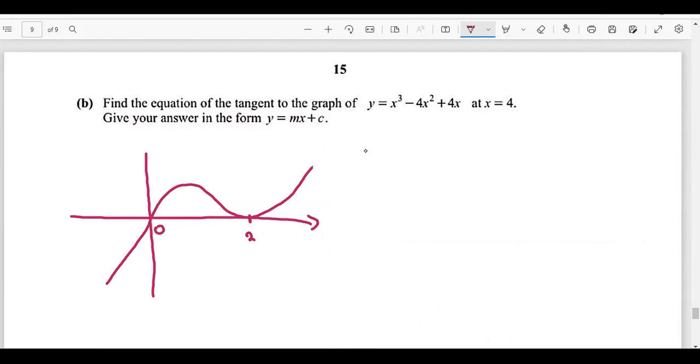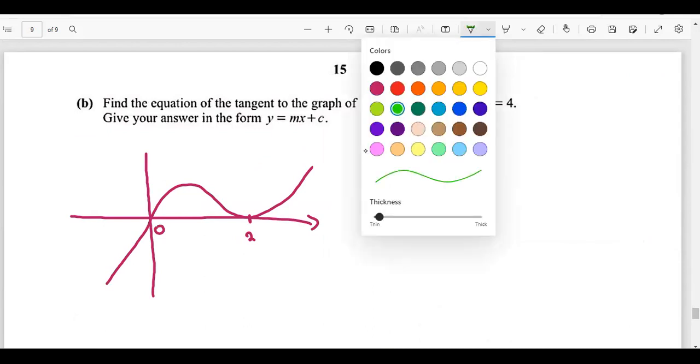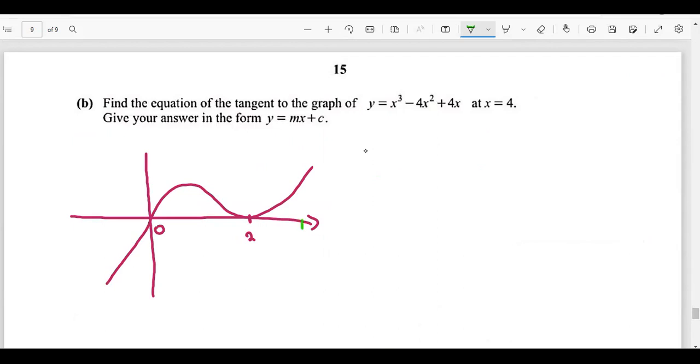They want you to find the equation of the tangent. What exactly is a tangent? A tangent is a line which we are making at x equals 4. Let's say this is 4. If I go up, this is the point where the x coordinate is 4, and this is going to be the tangent line. The tangent line is a line that is cutting the graph at one point only, and that point is this 4 and the y coordinate, whatever it would be.